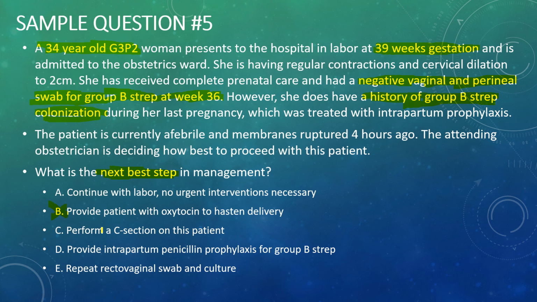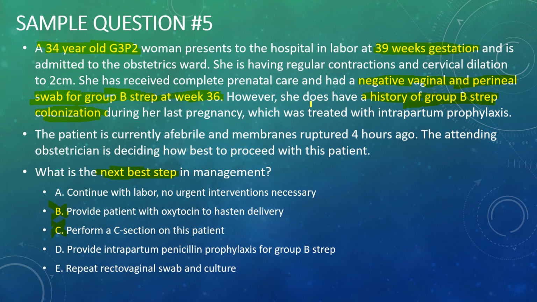Perform a C-section. You only give a C-section if the baby is in imminent danger or if there's some kind of issue preventing the baby from being delivered in the normal way vaginally. And there's no indication to say that there's going to be a difficulty with delivery here. Give intrapartum penicillin prophylaxis for Group B strep. Remember, we have multiple criteria here. And first of all, the patient does not have a fever. The patient was checked for Group B strep and that was negative. But she does have a history of Group B strep in the past.